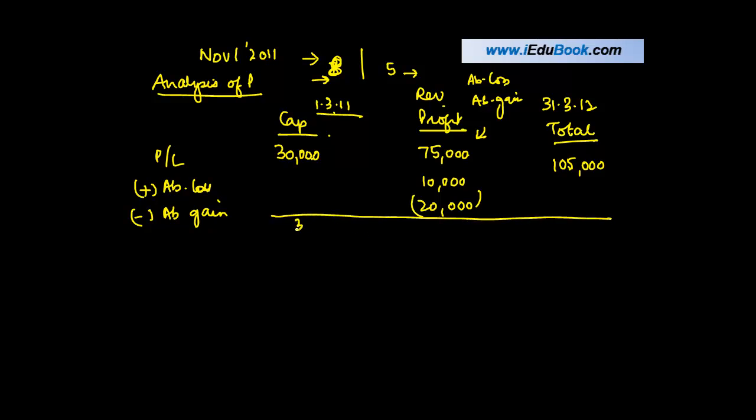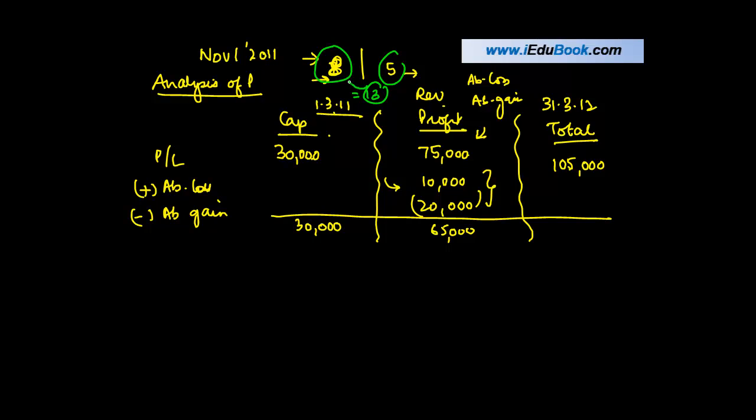right? 30,000. The reason why I have done this, in case you want to have a look at it in detail, you can go to our previous questions where we have shown the treatment of abnormal gain and abnormal loss in detail. 65,000, right? Now this 65,000 is in respect of 8 plus 5, 13 months, out of which 8 is pre and 5 is post.